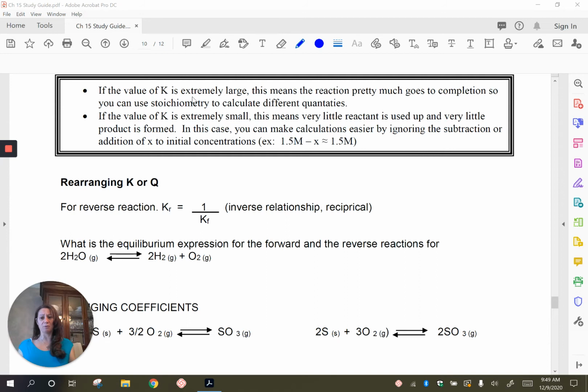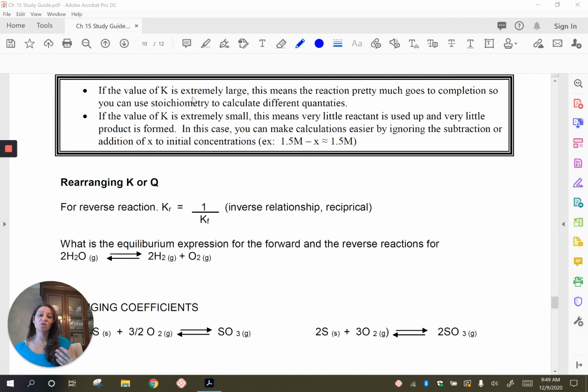But what if it's extremely large, like something times 10 to the third or fourth or 10th or something like that? What does that mean? Well, that means that basically pretty much your reactants have turned into products. So pretty much at equilibrium, you mostly have products with very, very minimal reactants. It's negligible. So if your K is extremely large, like more than thousands, then you can basically say pretty much all of it is products, negligible amount of reactants.